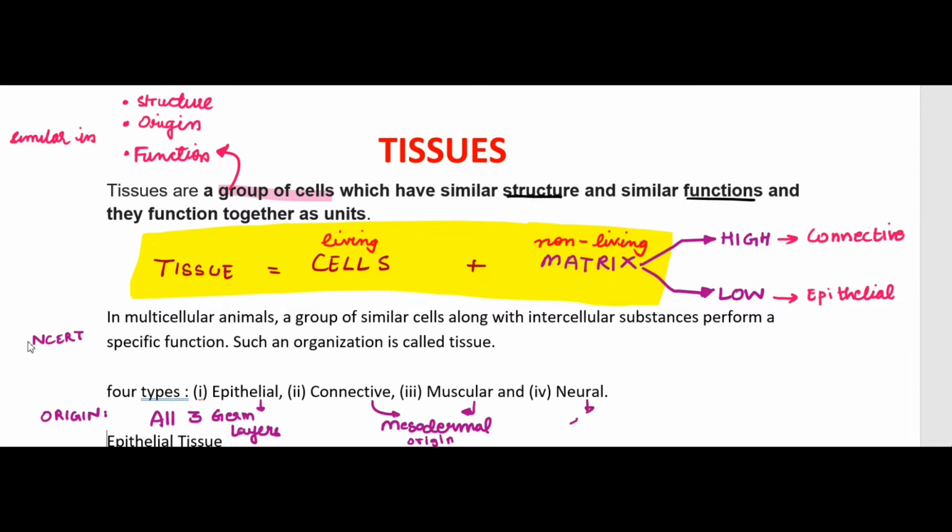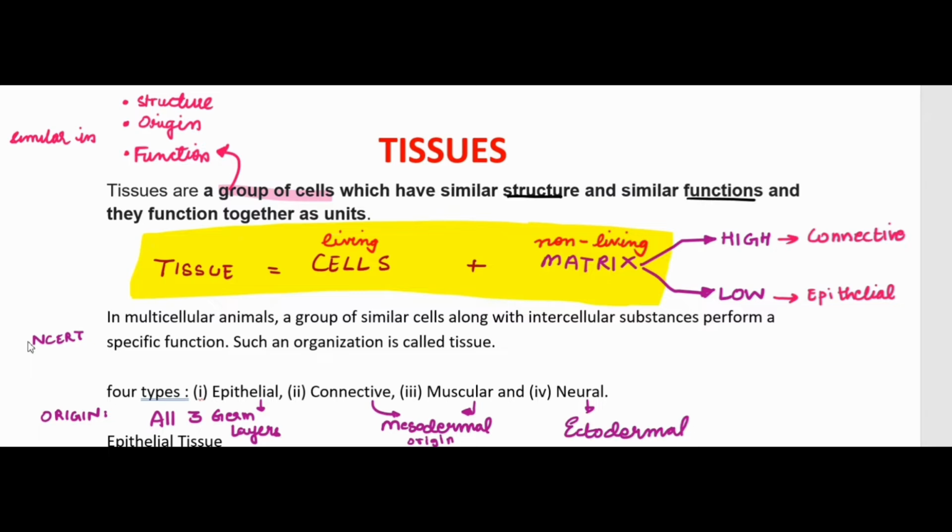Similarly, when I say blood or lymph, it is a connective tissue. So they are mesodermal in origin. When I say gonads, when I say muscles, when I say spleen, when I say kidney, they are all made up of certain types of muscles. So they are again mesodermal in origin. Heart, made up of the cardiac tissue. It is again muscular tissue. So it is again mesodermal in origin.